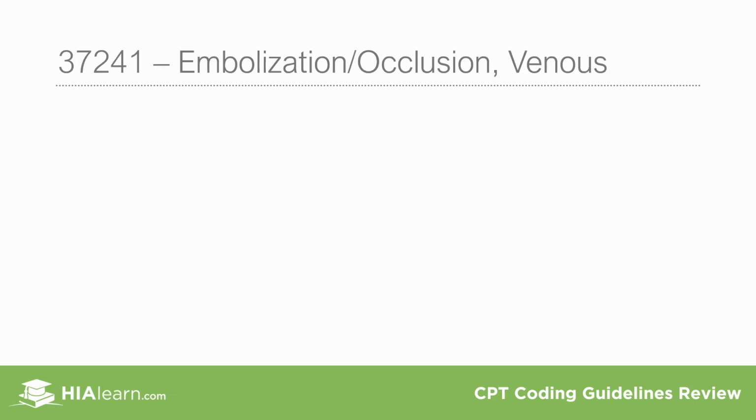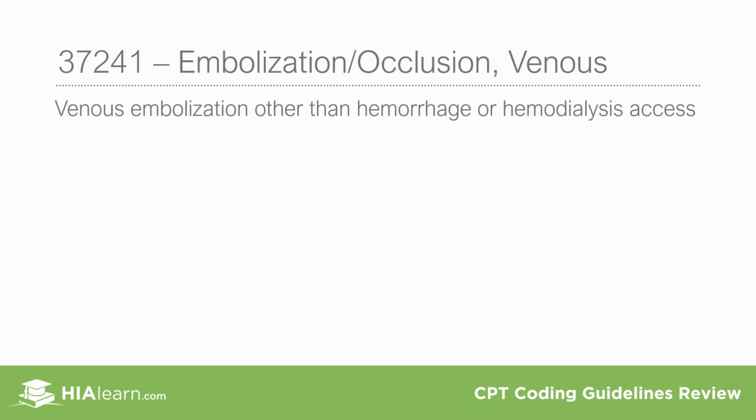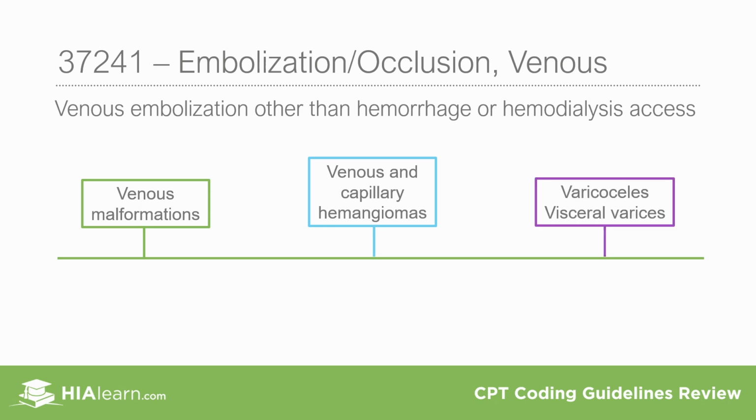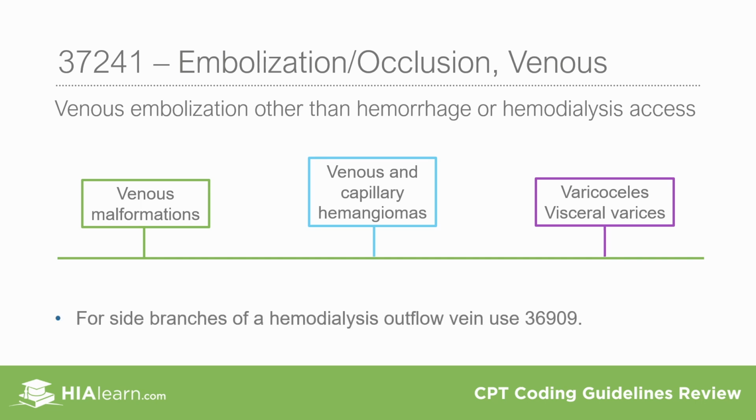Code 37241 reports venous embolization for other than hemorrhage or hemodialysis access. Examples include embolization of congenital and acquired venous malformations, venous and capillary hemangiomas, varicoceles, and visceral varices. For embolization of side branches of a hemodialysis outflow vein, see Code 36909.